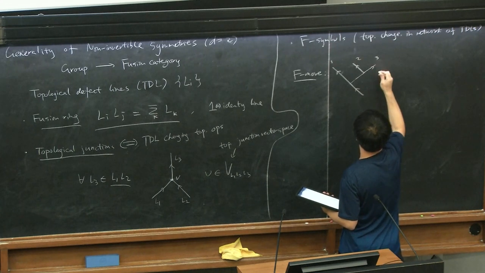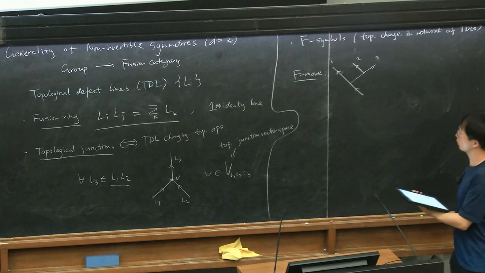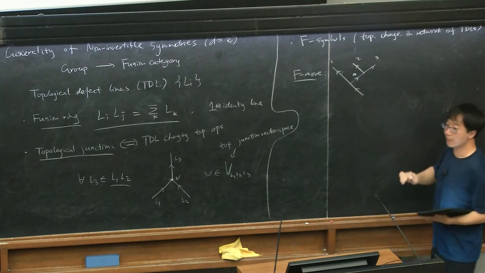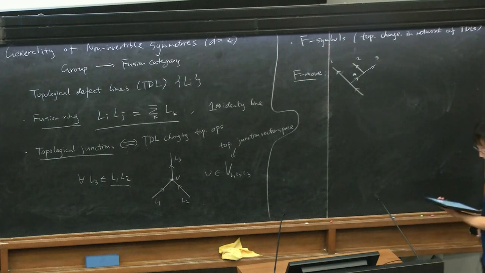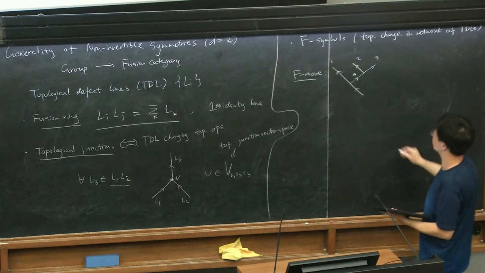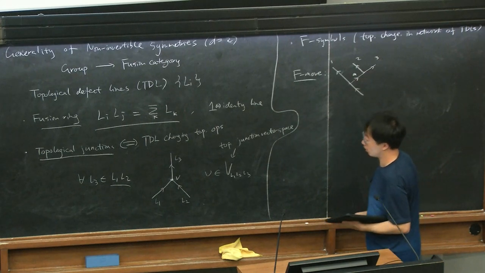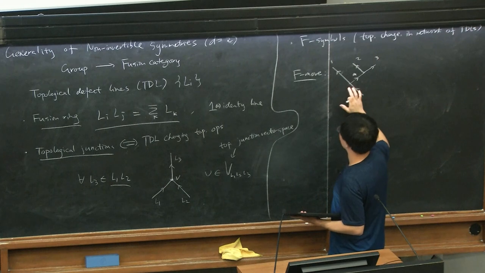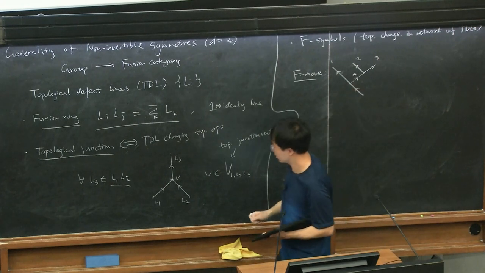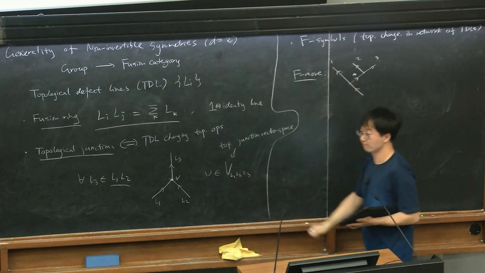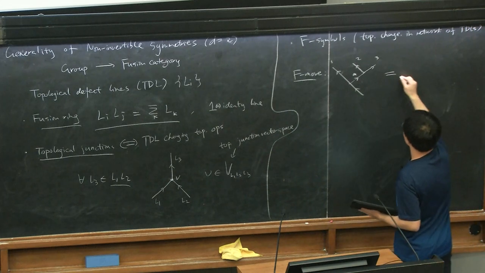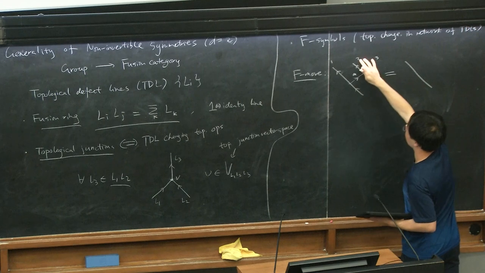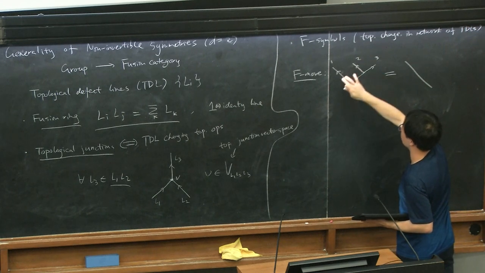Okay. So 1, 2, 3, 4 denotes four topological defect lines. And A labels this internal topological defect line. And all these junctions are topological junctions, so they're specified implicitly by some specific vector in this vector space. The F move corresponds to a topology change in this network by reconnecting the second topological line to another leg.